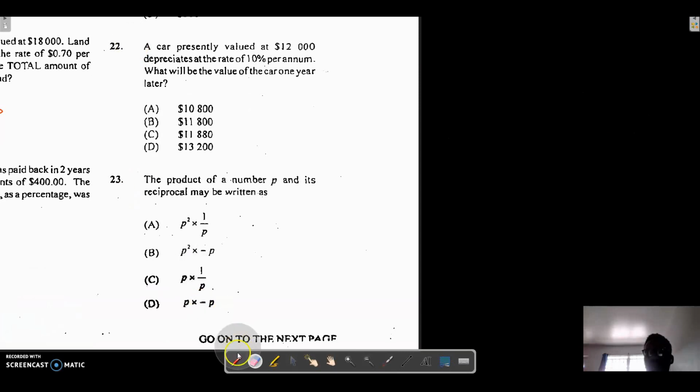22. A car presently has a value of $12,000. It depreciates at a rate of 10% per annum. What will be the value of the car after 1 year? So it means that every year 10% would come off the car. So it loses 10% of its cost. So its value is going to be 90% of its cost after 1 year.